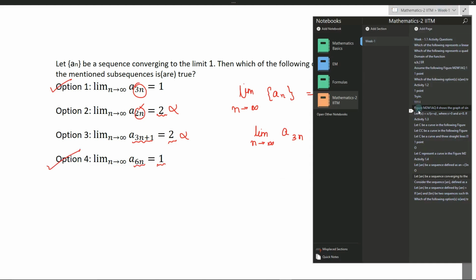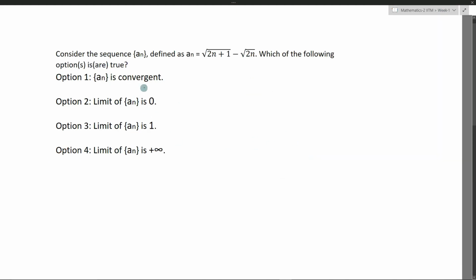Next question. So we have a sequence an defined as root of 2n plus 1 minus root of 2n. Which of the following options is correct? They are talking about whether an is convergent, or the limit of an is 0. They're asking us to indirectly find the limit of an. So how to find this?